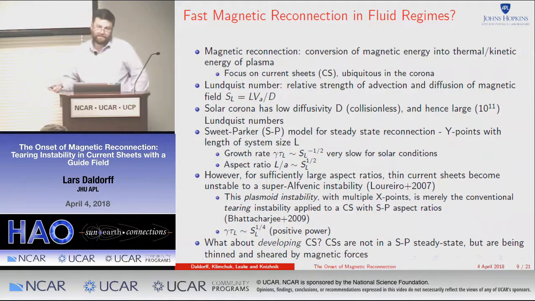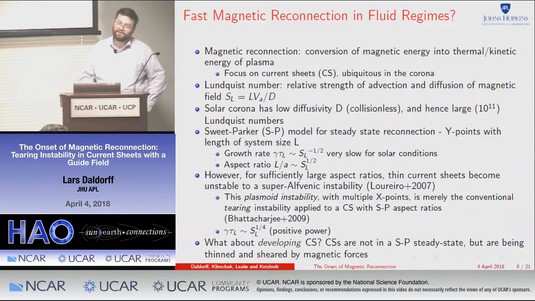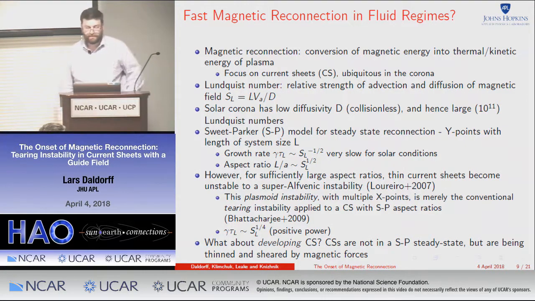So in this case, you get a much faster reconnection rate among them because you get multiple reconnection points. So you get more points where we can convert energy. And also, you change phases there. But all this comes back to the relation that when you get larger Lundquist numbers, you basically change your tearing mode of the system to go much faster.